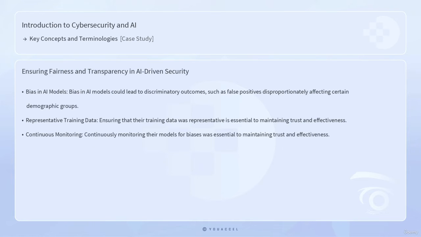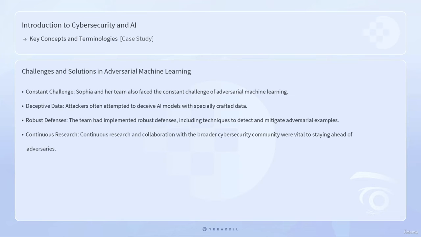Reflecting on the ethical dimensions of their AI systems, Sophia pondered, how can organizations ensure fairness and transparency in AI-driven security measures? Bias in AI models could lead to discriminatory outcomes, such as false positives disproportionately affecting certain demographic groups. Ensuring that their training data was representative and continuously monitoring their models for biases was essential to maintaining trust and effectiveness. Sophia and her team also faced the constant challenge of adversarial machine learning.